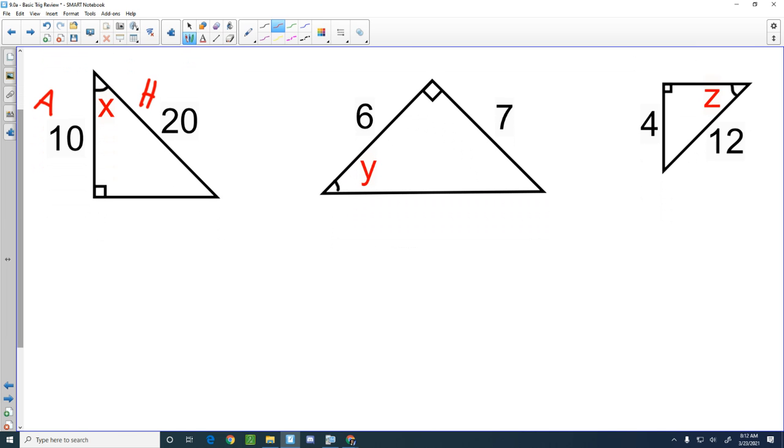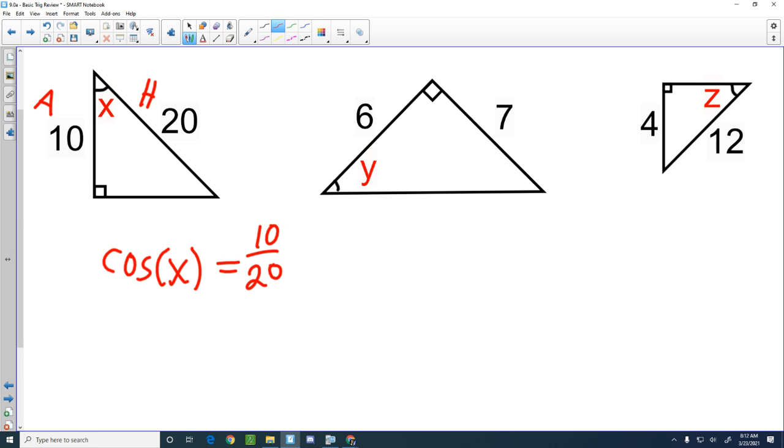Now the way we set this up is we would write the cosine of x. Now that's our unknown, right? That's what we're solving for, x. Let me move this over a little bit. The cosine of x equals, and just go back to SOHCAHTOA, CAH, C-A-H. So A is 10, H is 20. So that's our setup using that trig function. The cosine of angle x is 10 over 20.